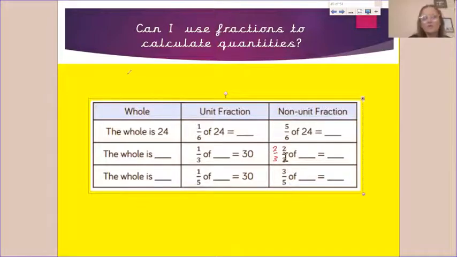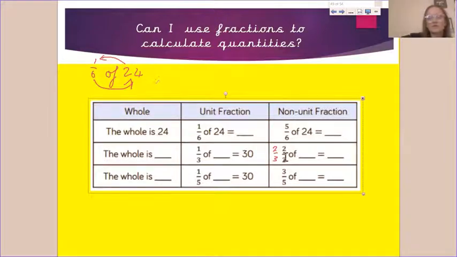It says the whole is 24. So your whole is 24 pieces. I'm not going to draw 24, but you get the idea. Okay. 1/6 of 24 is what? And then 5/6 of 24 is what? There are two ways of doing this. Using the unit fractions, we can do this. We can go 1/6 of 24. We divide by 6. We times by 1. And we get an answer.